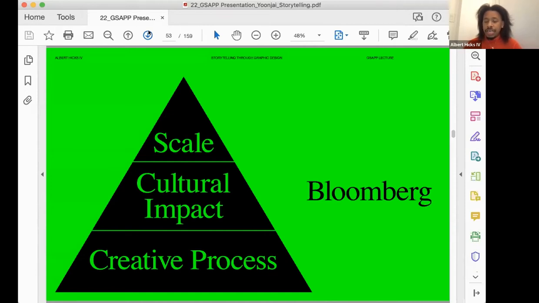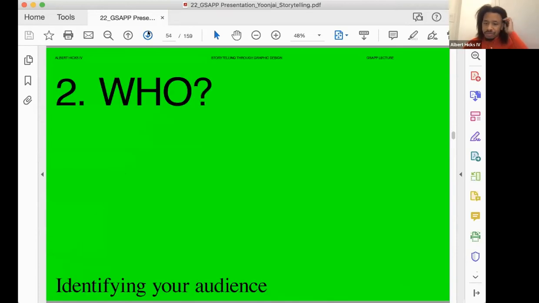And also thinking about scale in terms of tech. Bloomberg has an audience that it reaches, a wide audience, and so it really pulls these different strings together in this publication that's really exciting. And so really getting to the who and identifying your audience, I think in any project, is really important.